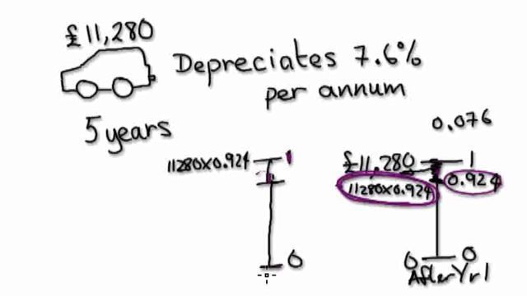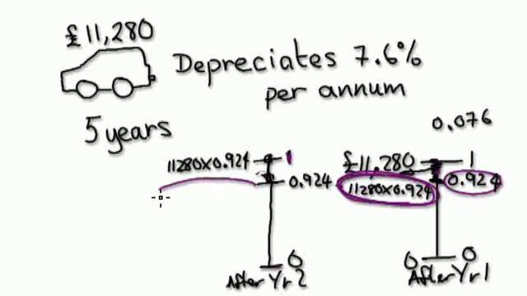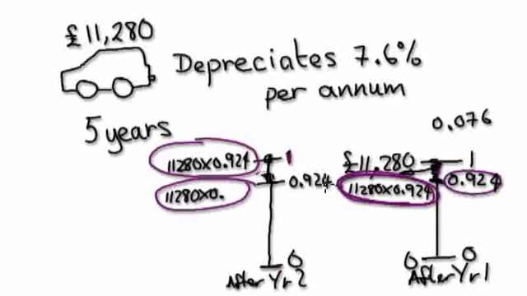So our value after year two, it's going to fall in value again by the same amount. So this value here will be 0.924. The value after year two will be whatever is here. So it will be 11,280, the value of the car originally, times this times this. So it will be 0.924 to the power of 2, or squared. Then do the dot dot dot and jump to year 4.